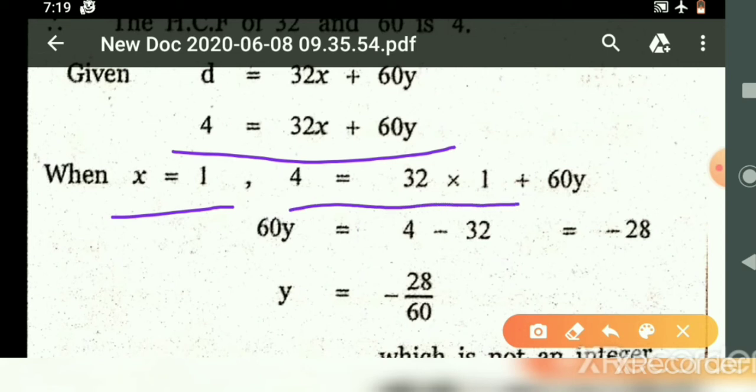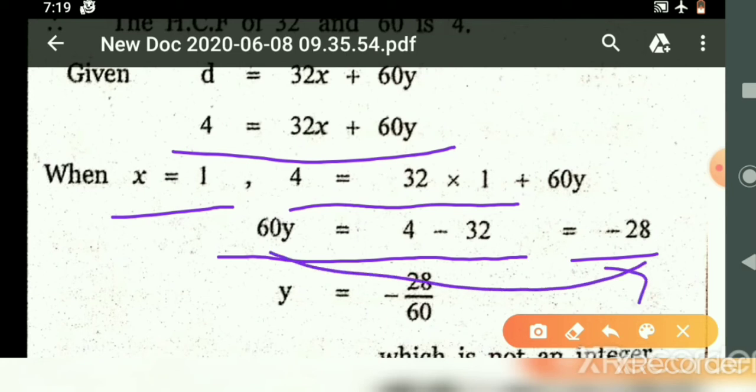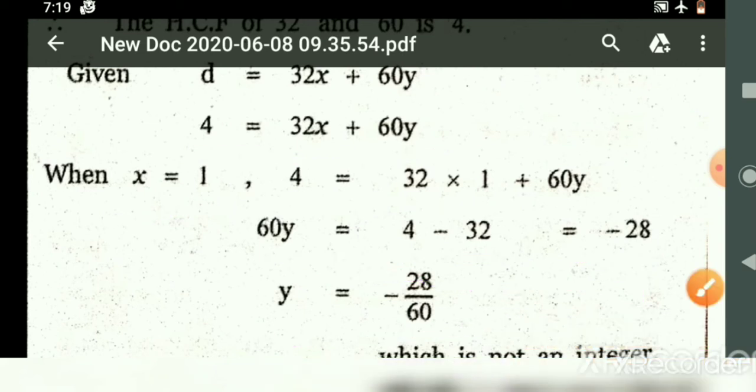So we have to find the value of 60y, which is equal to 4 minus 32 minus 28. Then minus 28 divided by 60, that is minus 22 by 60, is not an integer. It is a rational number, so it is not accepted. That means it is not possible. We have to take x is equal to 2.